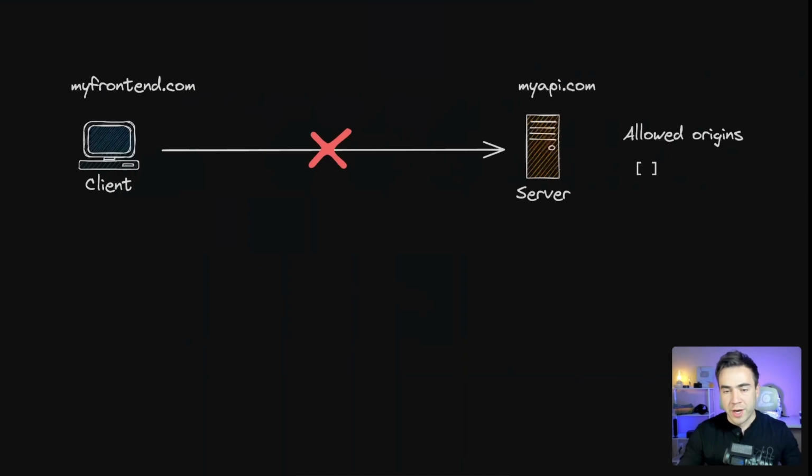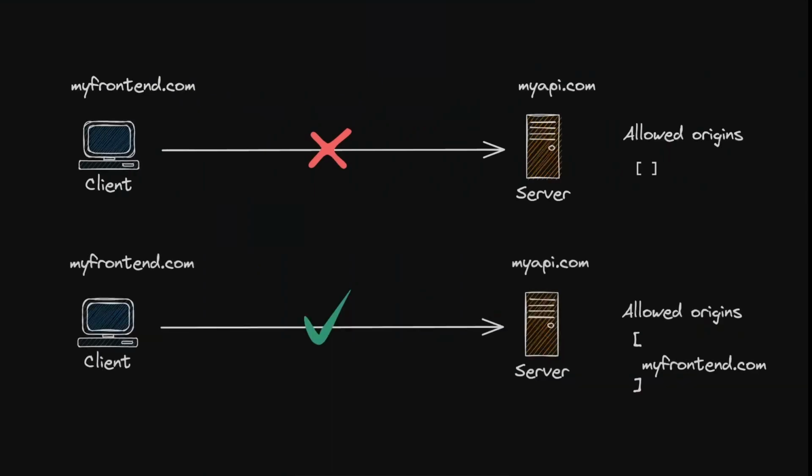So the solution here would be to fix this on the backend. What we need to do is add myfrontend.com to the list of allowed origins. And now when we make the request, this origin is allowed and that request can officially go through. This makes CORS extremely important because it provides us a secure way to make requests to different origins. Without it, any website in the world would be able to access our server. And as you can imagine, there could be a lot of issues with that.